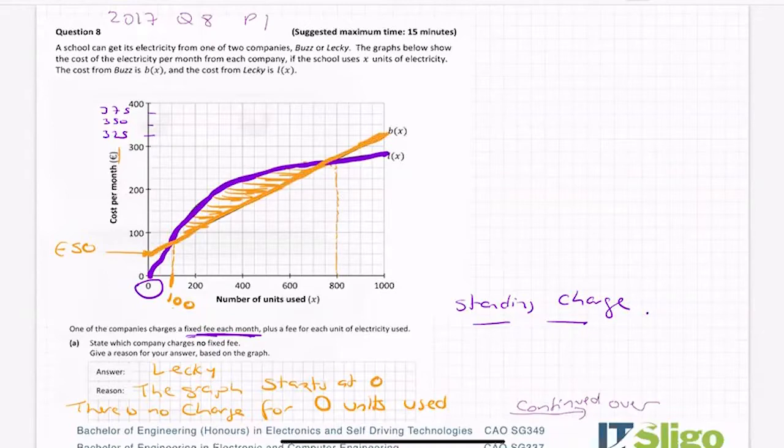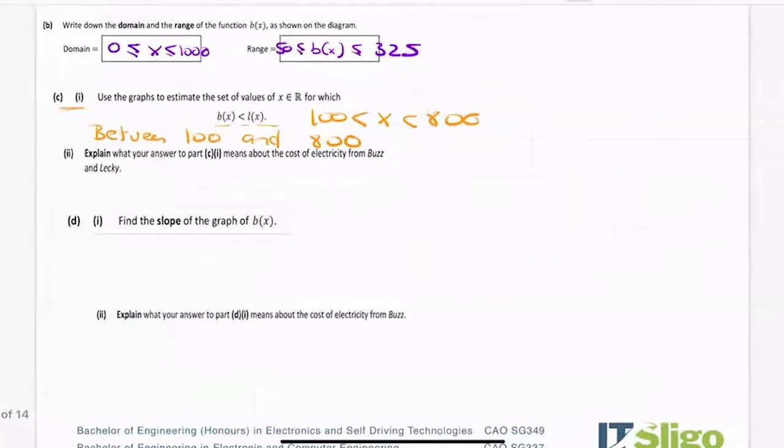Okay, so if I continue with that purple line, just so we can see the difference. Between those two values, the orange one is cheaper because it's lower than this one. However, here, L of X, Lecky is cheaper, and here Lecky is cheaper. These are typical questions that are asked on how to interpret graphs.